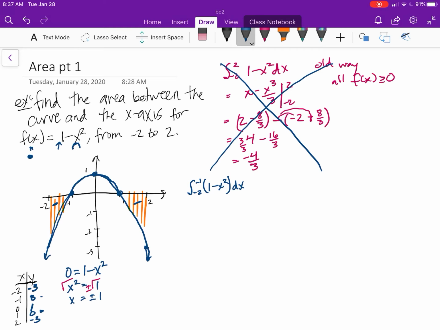Now, this was negative, right? It's below the x-axis. We just put a negative there. Then we have this positive value, okay? From -1 to 1 is positive, so we just leave it positive. 1 minus x squared dx. And then another negative from 1 to 2.